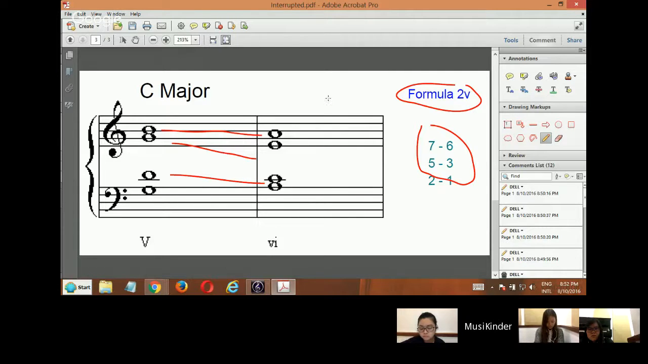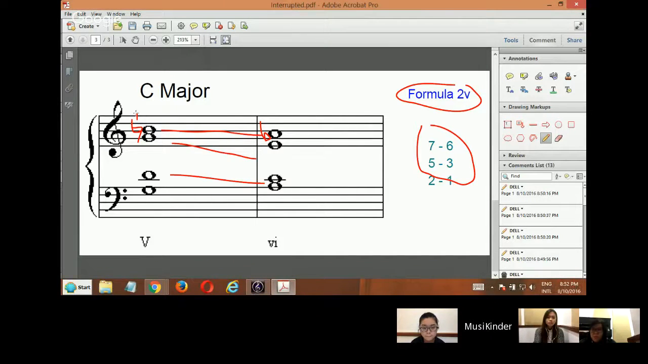But we have to be mindful this variation can only use in major key. What if you use it in minor key? Because in minor key, assume that this is a B flat, B natural, and you're having an A flat. What will happen to a soprano?